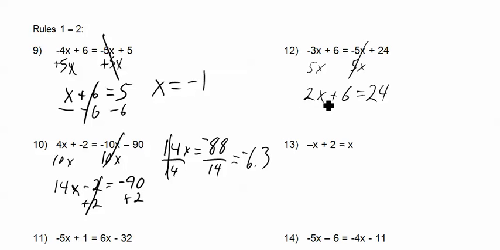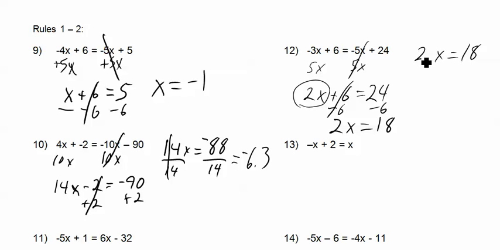Alright, so now that we have all the x's on one side, we need to get all of the constants on the other side. The other way that we've been talking about that is to get the term with x by itself. So we're going to subtract 6 from both sides. Equals 18. Move this over here so we have room. Then this is 2 times x, so the opposite of times is divide. And we get x equals 9.